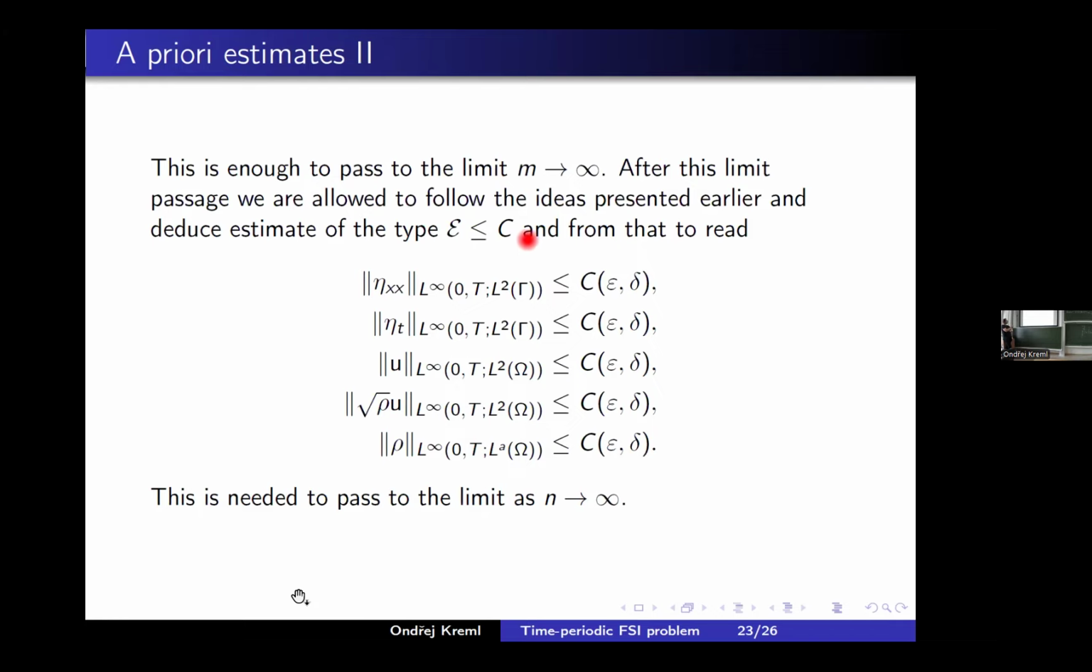So you additionally have these kinds of estimates, and all of them, as you can see, have L infinity in time. So all of them arise from the fact that the supremum of the energy is bounded. So to conclude, you pass with m to infinity. Only after that do you recover these estimates, and these estimates you need in order to pass with the space dimension to infinity. So you pass with the space dimension to infinity, and then it's sort of a standard way how to proceed further.